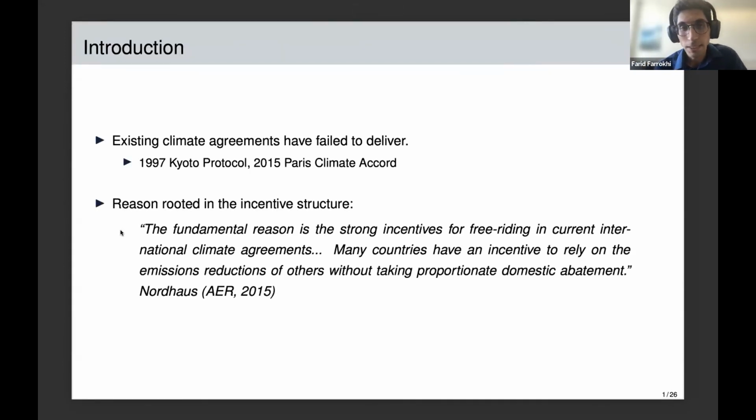Our starting point in this paper is this growing concern among experts, both in academia and among policymakers, that recent and existing climate agreements, such as the Kyoto Protocol or Paris Agreement, have failed to deliver a meaningful reduction in greenhouse gas emissions. And the reason seems to be the incentive structure upon which these agreements are built. Here is a quote from Nordhaus's 2015 paper, where he says that the fundamental reason is the strong incentives for free riding in current international agreements, as many countries have an incentive to rely on the emission reduction of others without taking proportionate domestic abatement.